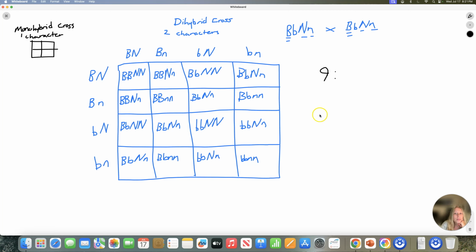So they have blind, not normal vision. They are blind, so a capital B and only lowercase n's, 1, 2, and 3 right there. So we have 3 offspring that are blind and have black coats.